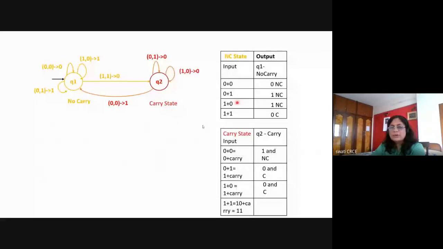Now for the next input, 1 plus 1 is equal to 0 and a carry is generated. Plus the carry is added, so it is becoming 1, 1. That means the output is 1 as well as the carry is generated. So carry is generated, so it will remain in the carry state. So for 1 plus 1, output is 1 and the carry is also generated.